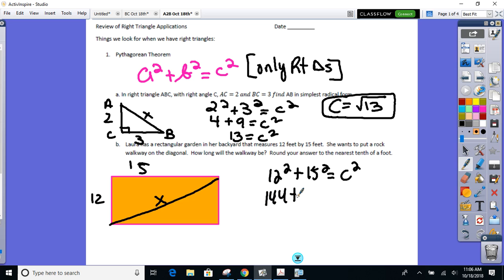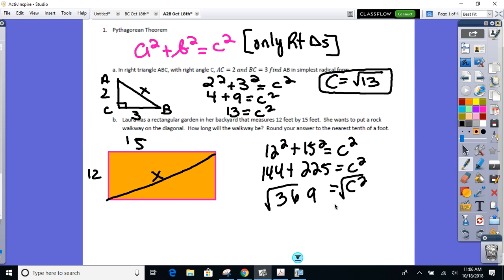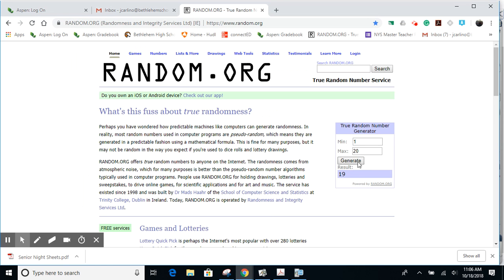144. What do we got there? 225? Yeah. 9, let's see, what do we got? 6, 369? Okay. Square root. I have no idea. I don't have this one, so I'm going to trust somebody here. Square root of 369 rounded to the nearest tenth of a foot. Don't screw it up for me.